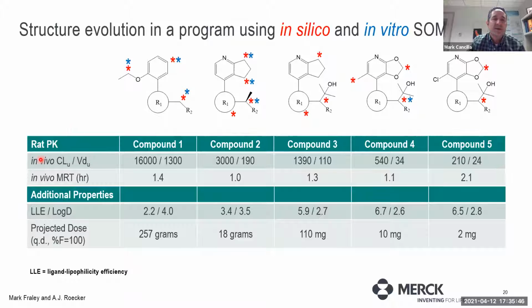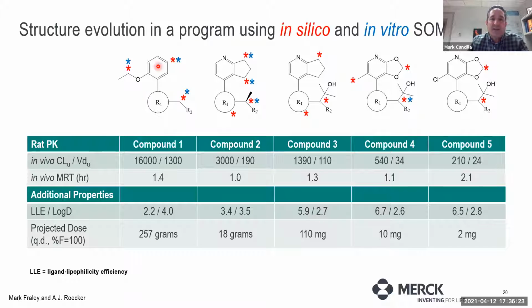For compound 1, you have an in vivo clearance, and it's just insanely high, right? It has an MRT, which is mean retention time, kind of like a half-life. And then the LLE is ligand lipophilicity efficiency. It's a combination of the potency of the molecule as well as its lipophilicity. So you want that number to be high, the log D, and then projected dose. If you have something with a clearance of 16,000, it's not a drug. It's a dose of 257 grams.